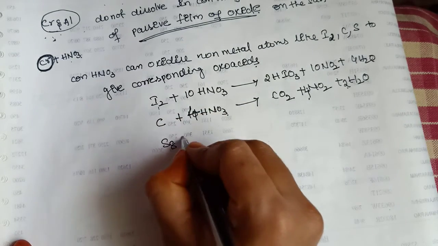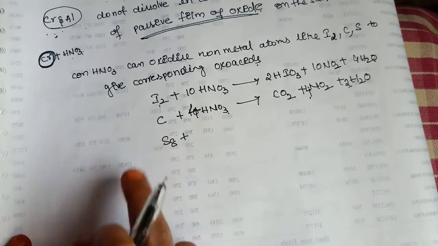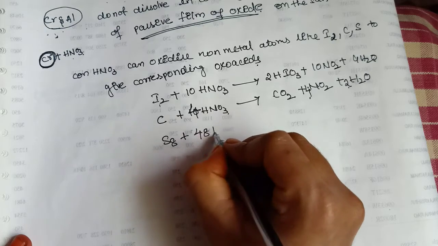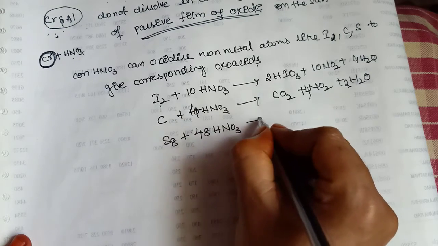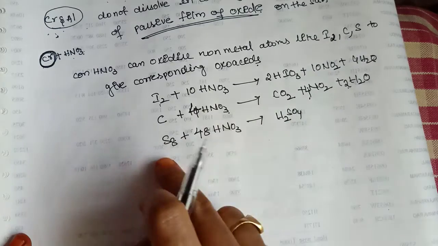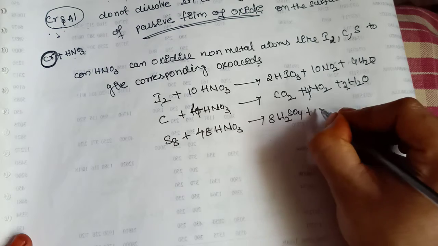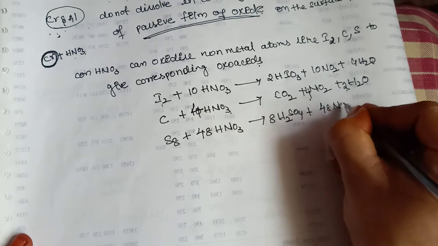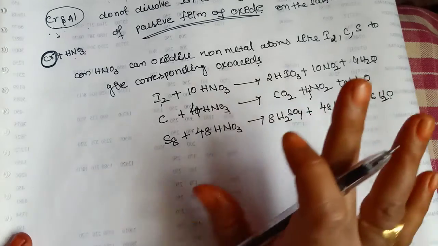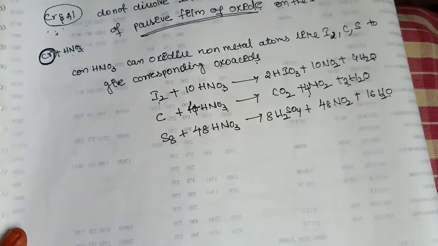Next, sulfur. Sulfur atomicity is 8; sulfur exists as S8. Sulfur is reactive with HNO3 and gives the corresponding oxo acid. The sulfur oxo acid is sulfuric acid, so H2SO4 plus nitrogen dioxide plus water. Nitrogen dioxide and water are common, but if the element changes, it gives the corresponding oxo acid.